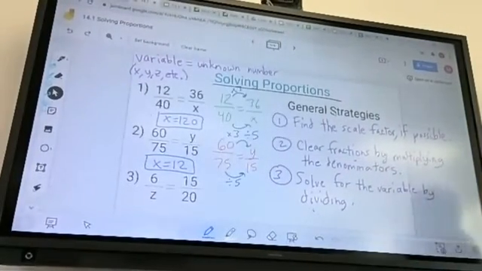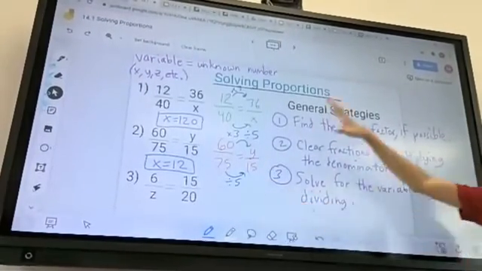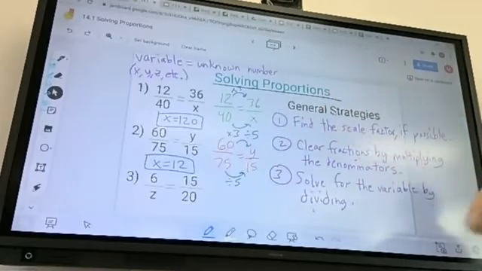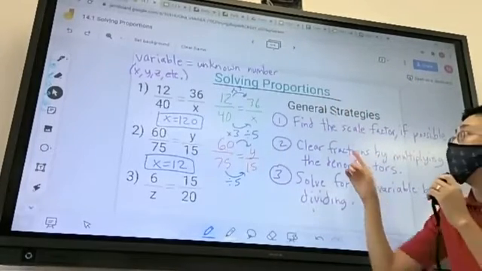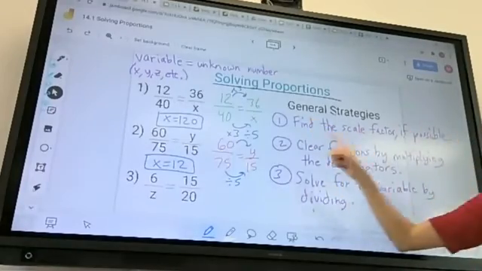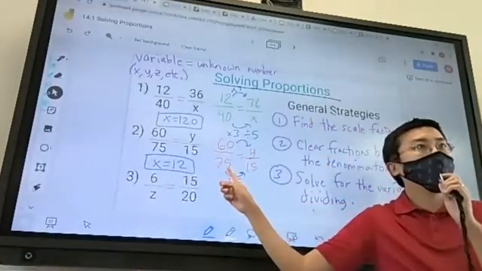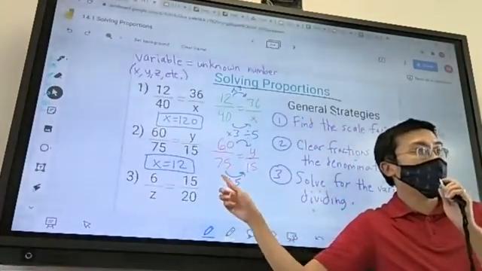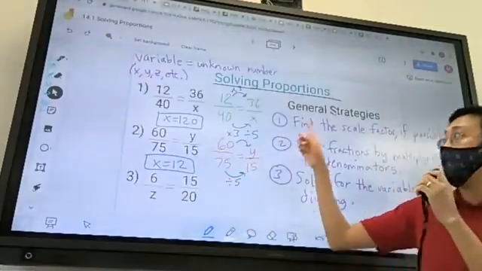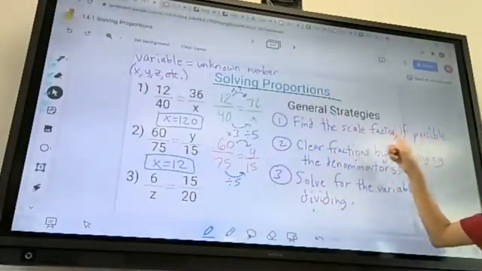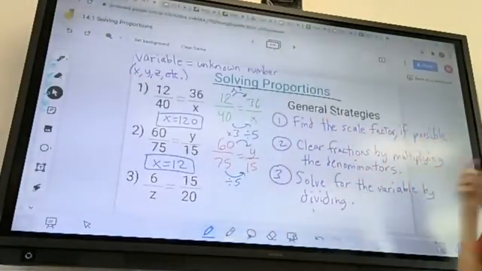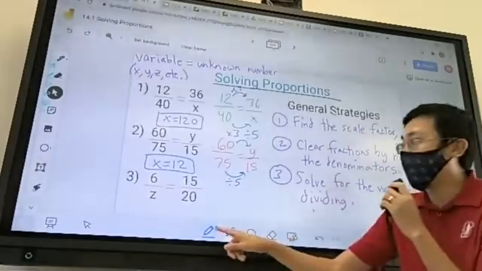Okay, so for the last one, I'm running out of space. So I'm going to write in the upper right-hand corner, but you can continue writing it in your notebook in the same location. So find the scale factor if possible. Can we go from 6 to 15? No, not a whole number, right? So this becomes a little trickier. So if we can't find the scale factor, then we need to clear the fraction by multiplying the denominators. So I'll show what that means.